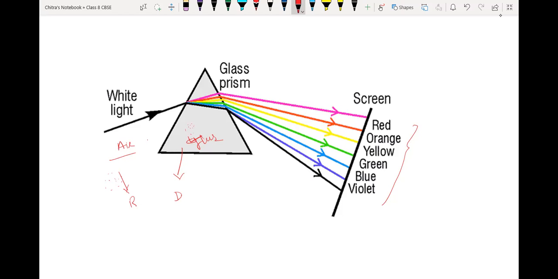Their angle of refraction is different for different colors of light. Suppose I draw a straight line from here like this. This is the original path of the white light. Here that angle is the angle of refraction for red light, and that angle will be the angle of refraction for violet light. So this angle of refraction is different. That's why they appear in different colors. That's why violet bends the most and red bends the least.